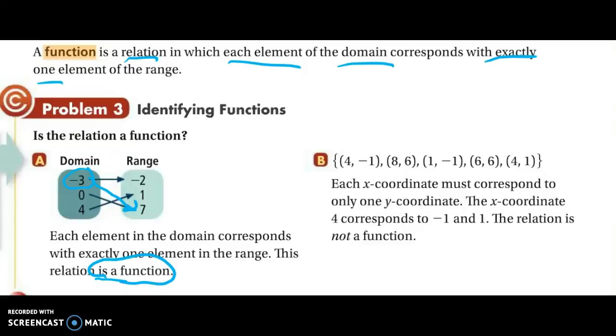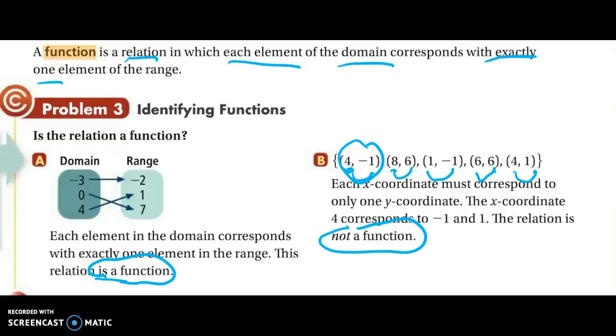Let's look at example B. For example B, we are seeing a list of points. So again, the x can only go to one y. So here I have 4 going to -1, 8 going to 6, 1 going to -1, 6 going to 6. Uh-oh, I have 4 going to +1, but I already had 4 going to -1. So this is not a function.